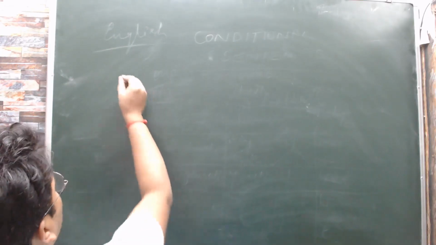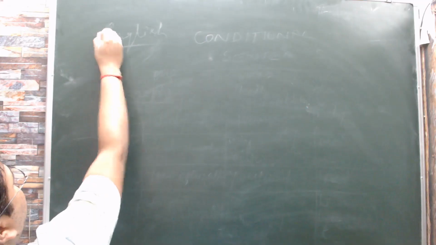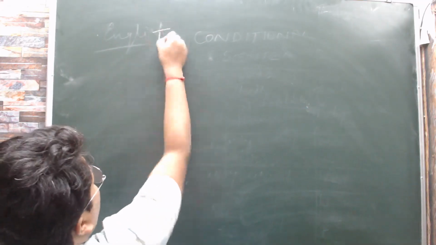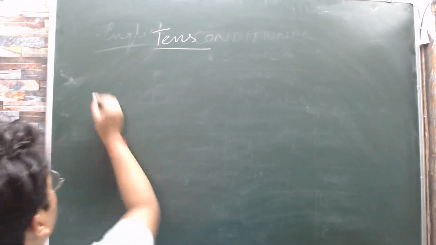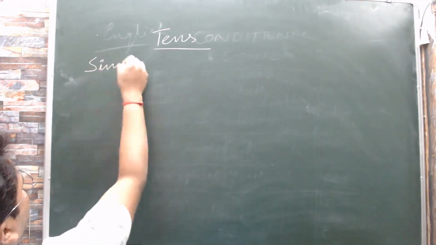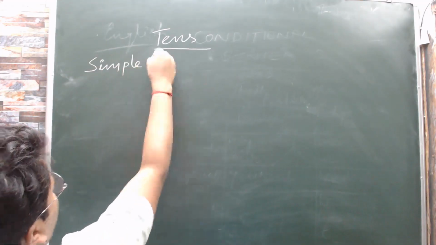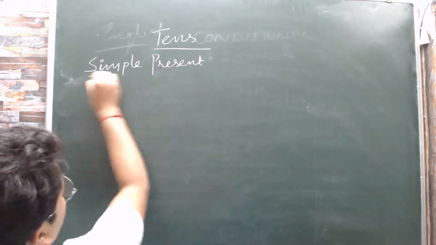So if you see present tense, because the tenses, we divide the tense in present, past, and future. So in present tense, the first type is simple present tense. Simple present tense.